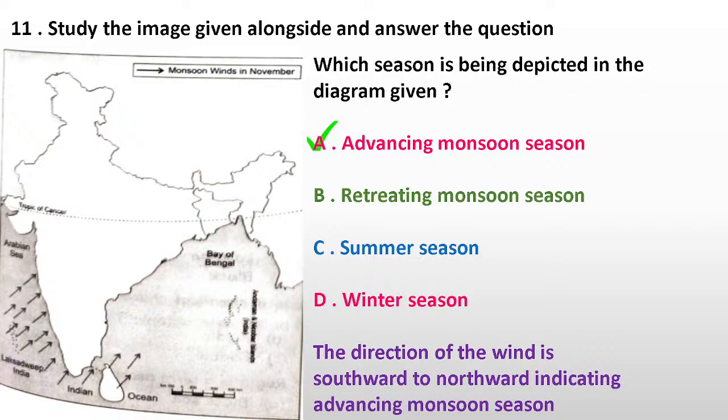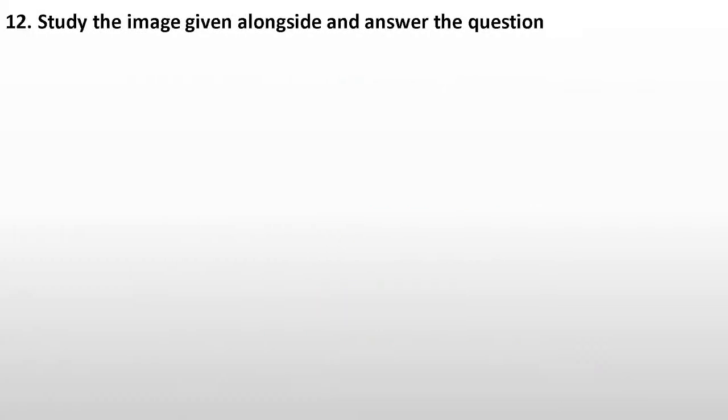Jatinder, did you understand the answer? And somebody had asked for the explanation. Who was it? I forgot the name. Shazim. Shazim, are you listening? Are you there? So you have got the answer here. The direction of the wind is southward to northward, and this indicates advancing monsoon season. Mayank Raj is always right. Okay, good confidence. But don't be overconfident also.